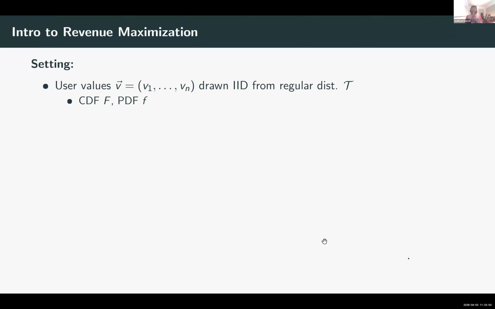Okay. So in order to do this, I'll start with an intro to revenue maximization, particularly going over Myerson's seminal work from 1983. The setting is going to be similar to TFMs. We have n users, and these users have values v1 through vn for getting allocated. We'll assume that these values are drawn IID from some distribution T. We'll assume that this distribution is regular for the mechanism design audience in the talk, but you don't have to worry about what regularity means. It's just a technical condition that simplifies life for us. We'll assume that this distribution T has a CDF F, a capital F, and a PDF, a small f.